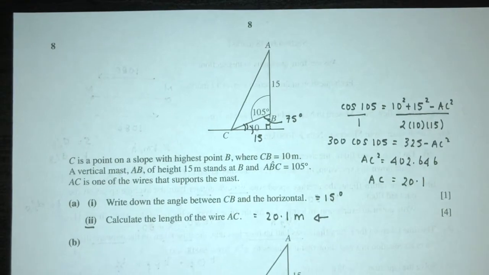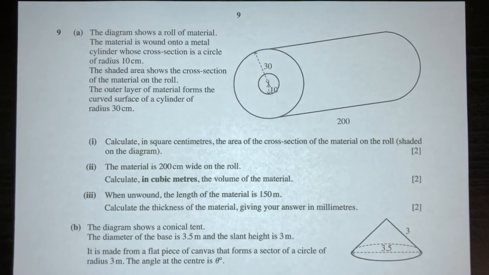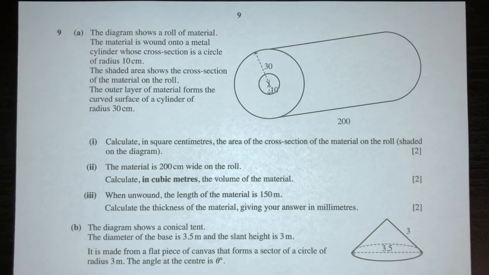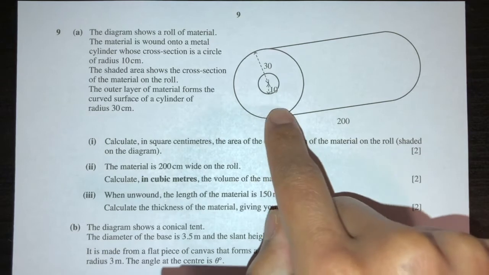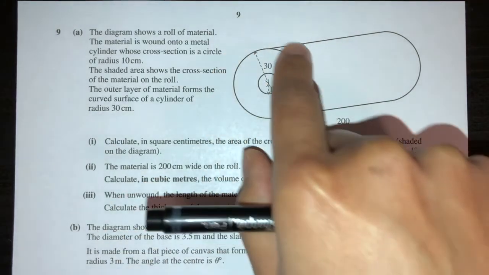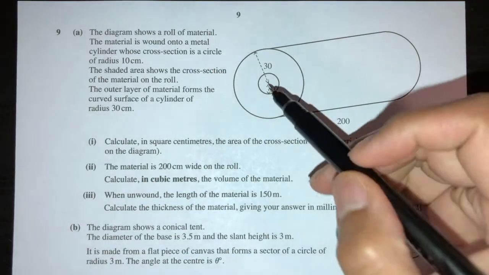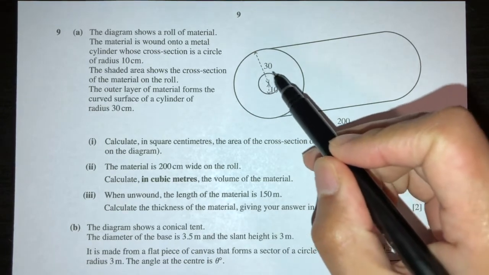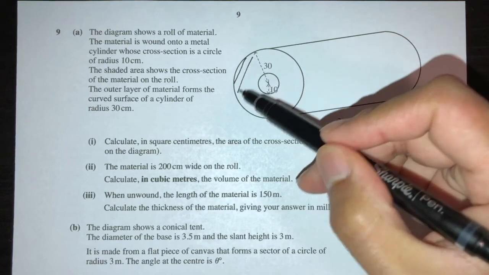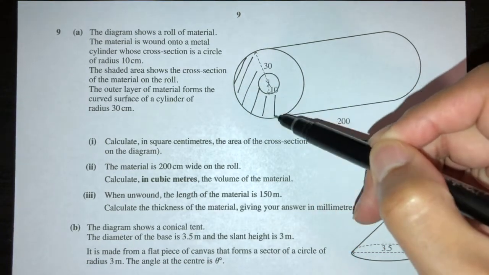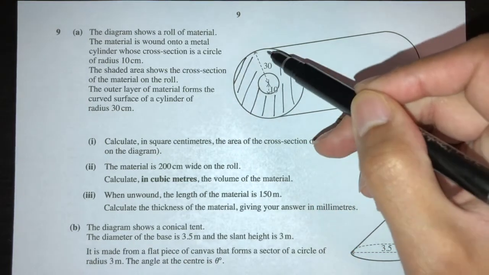And this is your question number 8. Now let's move on to question number 9. The diagram shows a roll of material. The material is wound onto a metal cylinder whose cross-section is a circle of radius 10. So basically, we have some kind of a material which is wound around this metal. The metal is the center here, which is a circle of radius 10. Now you have to know in the question, this is your shaded region. So in the question, this part will be shaded but not the center.